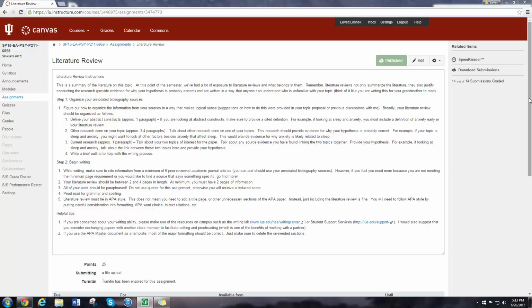And then finally, feel free to use the APA master document as a template to make sure that you get the right margin widths and the right spacing. But if you're going to do that, make sure to delete the unneeded sections before submission.